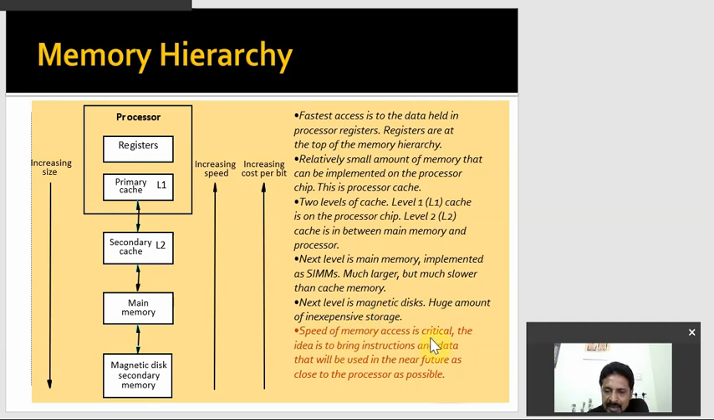Speed of memory access is critical. The idea is to bring instructions and data that will be used in the near future as close to the processor as possible. Whatever data we have in memory should be transmitted from memory to processor. For that purpose, they have defined this hierarchy.